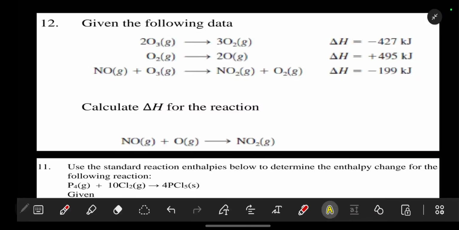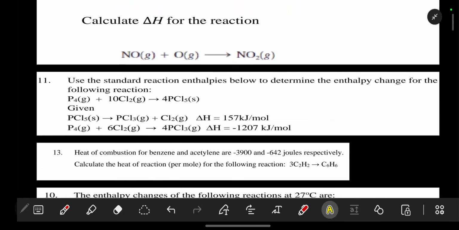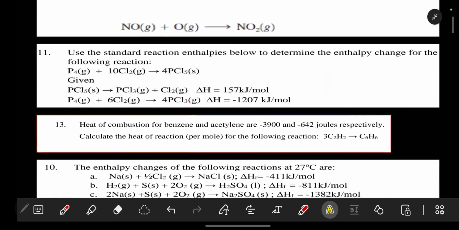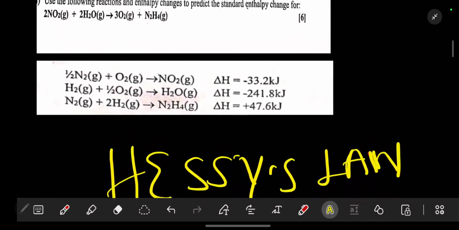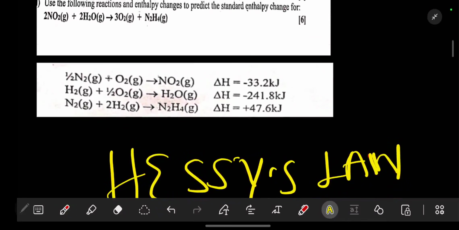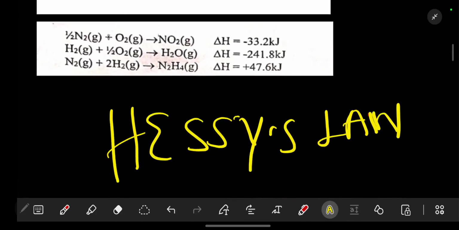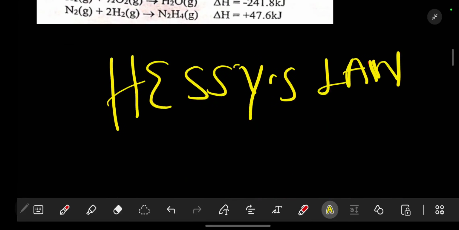So here today we are going to be looking at Hess's Law. We are going to be solving all these problems which will equip you for an exam. So now let's define what Hess's Law states. Hess's Law simply states that the total enthalpy change for a chemical reaction is the same regardless of the routes taken, provided that the initial and the final conditions are the same.